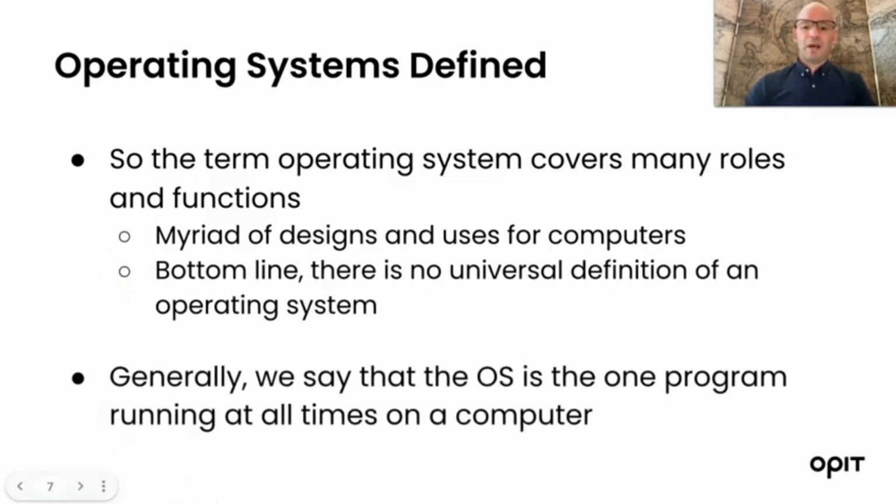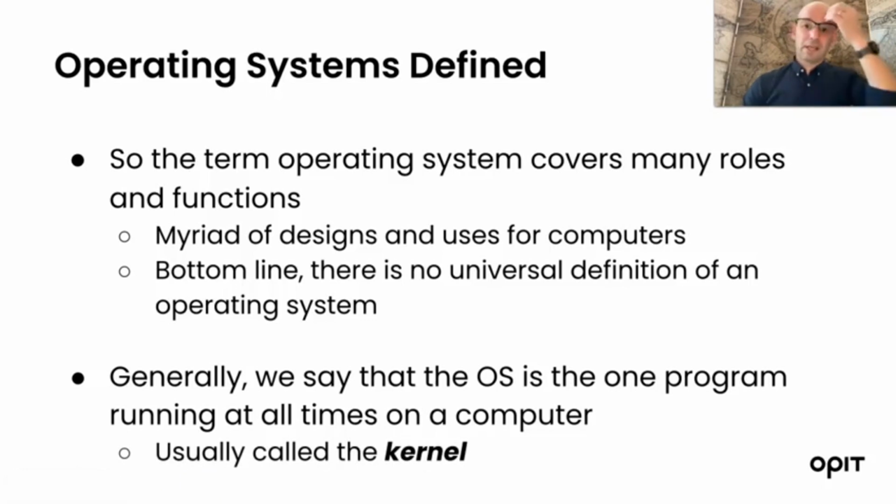The bottom line is there's no universal definition of an operating system. Generally we say the operating system is the one program running at all times on a computer. When you start up your laptop, the system will look immediately for where the operating system is and which operating system to load. Same thing with your smartphone. When you turn it on, it goes through a boot up process where one of the early things it does is find and then load the operating system. That happens seamlessly without us having to do any intervention.